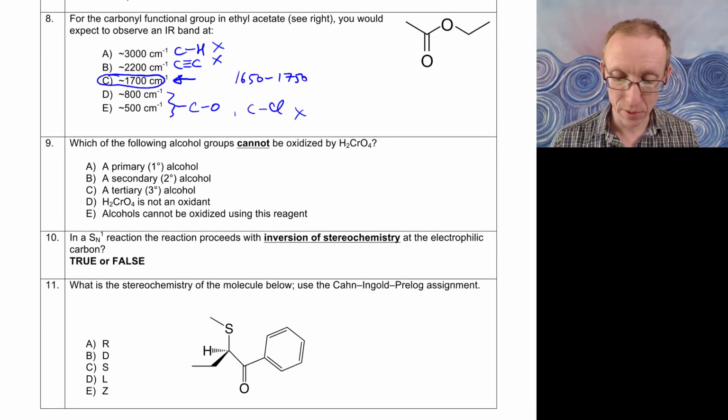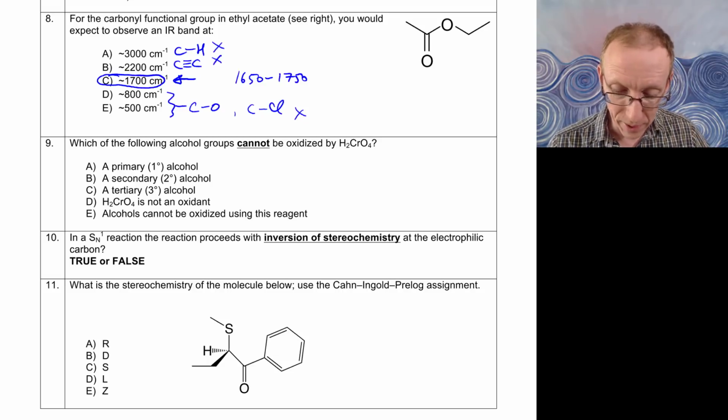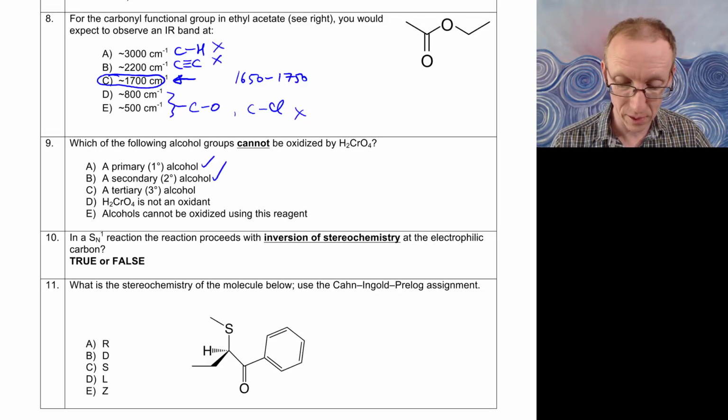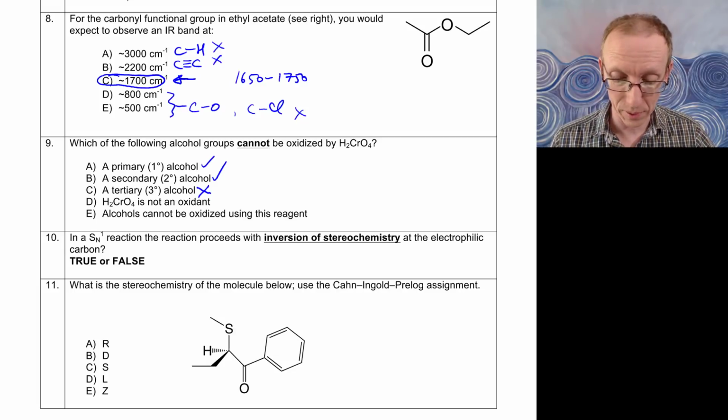Question 9. Which of the following alcohol groups cannot be oxidized with chromic acid? So a primary alcohol can be oxidized with chromic acid. A secondary alcohol can be oxidized. It still has a hydrogen next door. A tertiary alcohol cannot. This is not correct. So chromic acid is an oxidant, so we can't really say that that's the correct answer. And alcohols cannot be oxidized using this reagent. Yes, they can be oxidized with chromic acid.